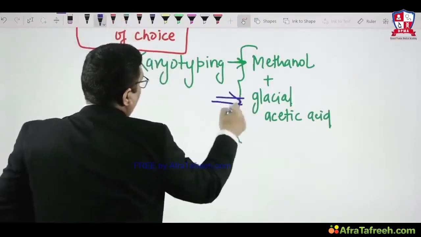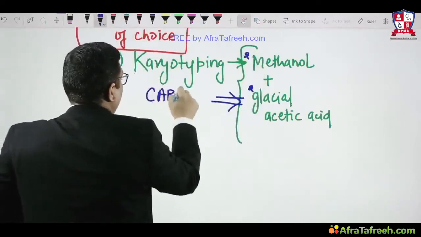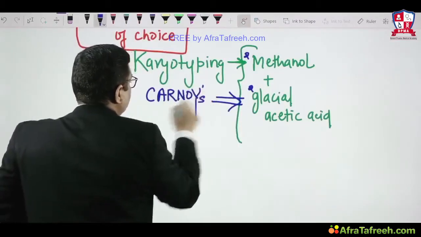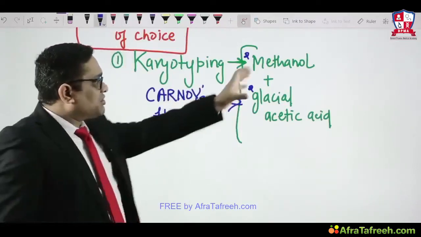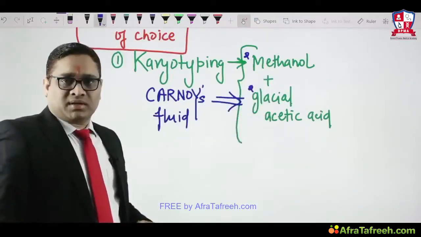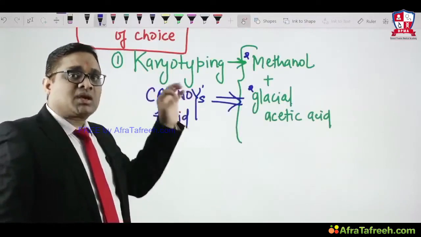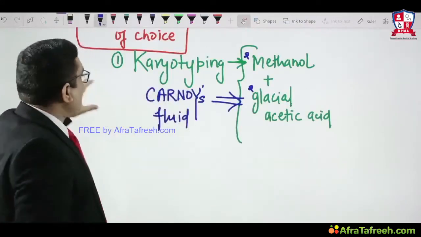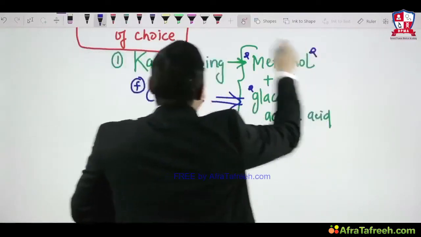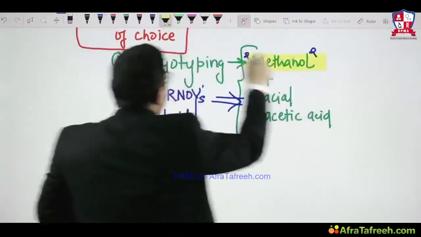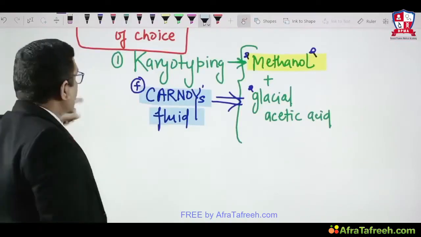What is the name of this fluid where methanol and glacial acetic acid are mixed? That is called Carnoy's fluid. So the examiner may ask this question in exam. What is Carnoy's fluid? It's a mixture of methanol and glacial acetic acid. Carnoy's fluid is the best fixative for the karyotyping sample, so that is the important future question we can anticipate. Methanol was the older All India and DNB question, and for the future we have to keep Carnoy's fluid in mind. So this is about karyotyping.